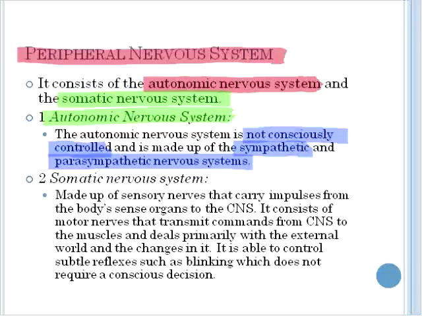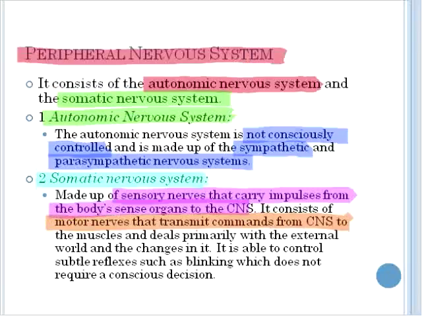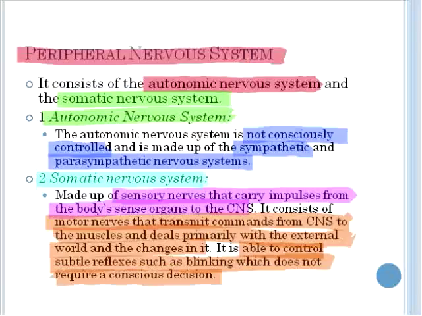The somatic nervous system, on the other hand, is comprised of sensory nerves that carry impulses from the body's sense organs to the central nervous system. It also consists of motor nerves that carry commands from the central nervous system to the muscles, and it deals primarily with the external world and changes in it. It's able to control subtle reflexes such as blinking, which don't require a conscious decision.